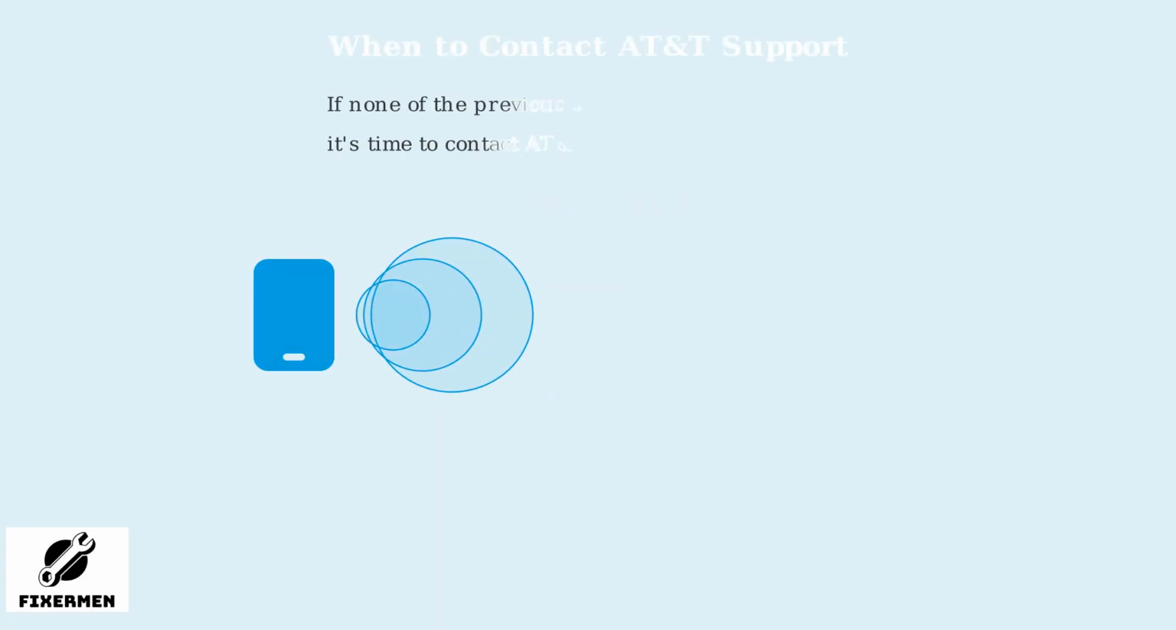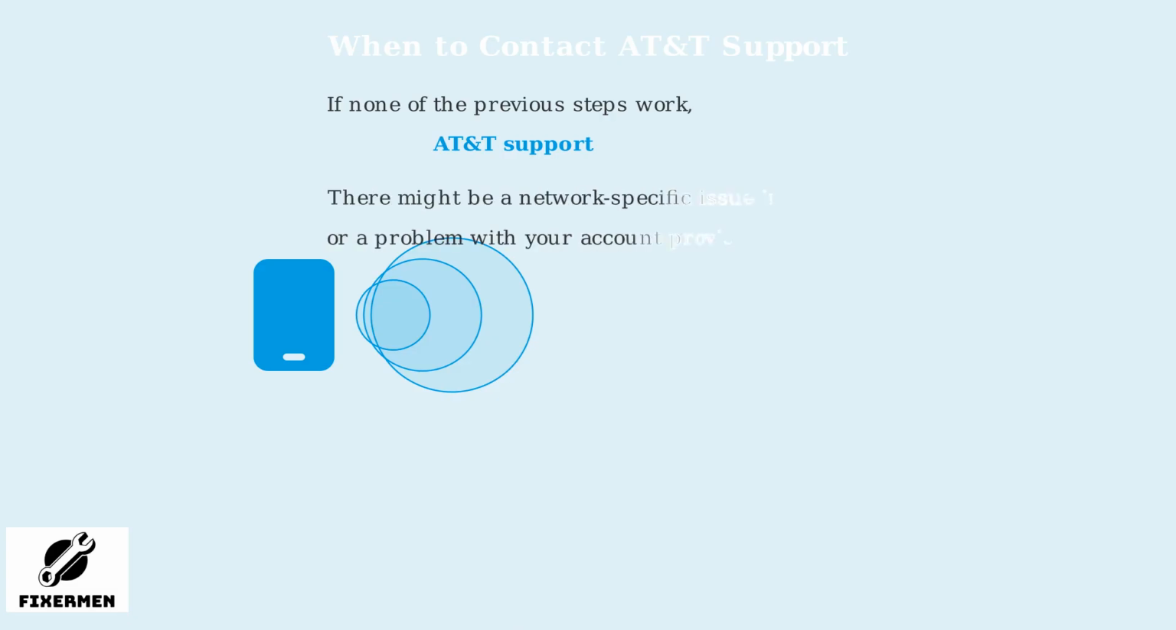If none of the troubleshooting steps you've tried so far have resolved the 5G Plus icon issue on your Samsung Galaxy device, it's time to contact AT&T support for assistance. There might be a network-specific issue in your area, such as local tower configurations that aren't properly communicating with your device, or a problem with your account provisioning that prevents the correct 5G Plus settings from being applied.